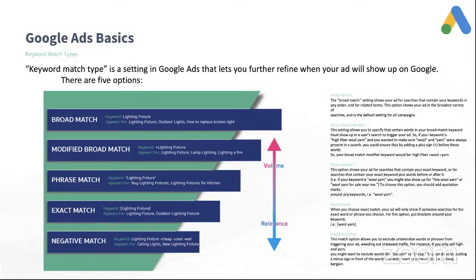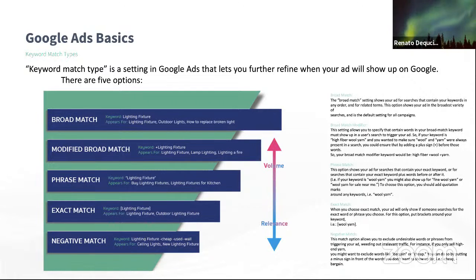Thank you. So from a negative match perspective, you can exclude words that you don't want your ad to be shown up in. In this example, you've got cheap, used, or a wall lighting fixture. So you put a minus in front of the word where you don't want to show up. If somebody's looking for a wall fixed light, your ad won't show up, which means you won't be paying for the impression. And if it was shown up, you won't be paying for the click. But it will only show up for ceiling lights or a new lighting fixture or anything that's not set up.